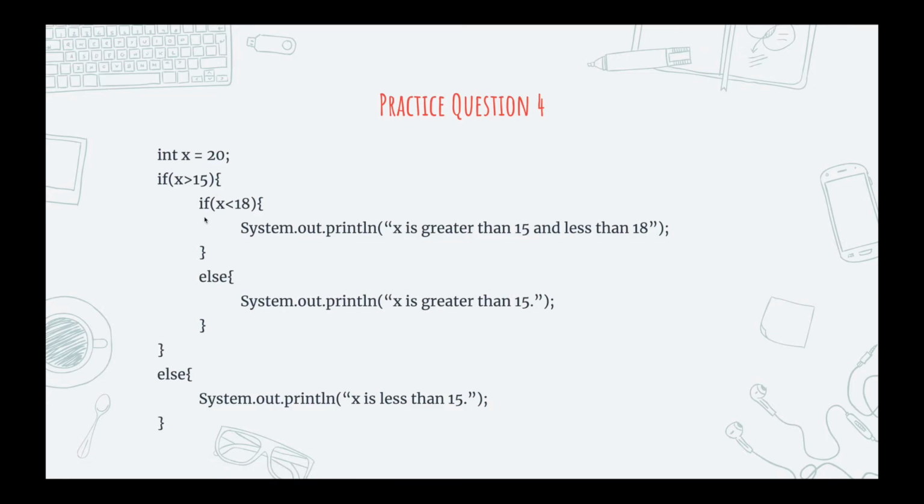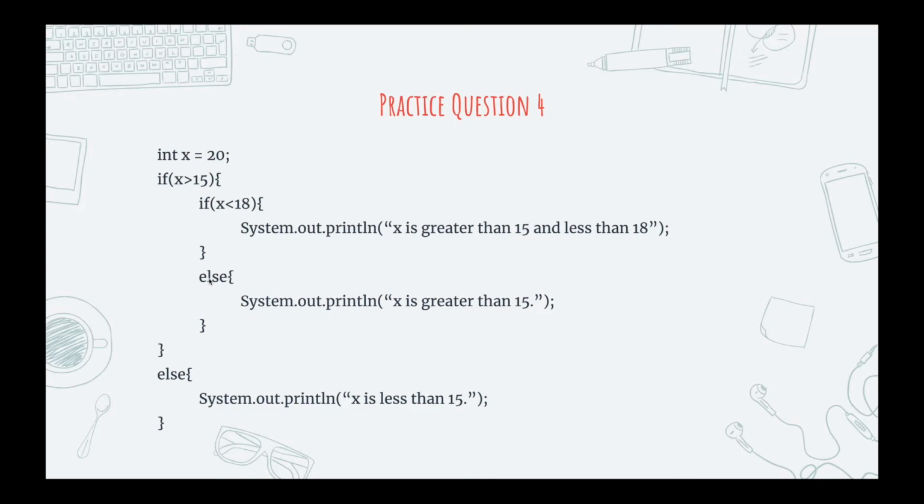All right, so then it looks at this. We have another if and else statement. If x is less than 18, it prints out this statement. Well, 20 is not less than 18. So it does not print out x is greater than 15 and less than 18. If x was 17, then it would execute, because this would be true and this would be true. But this is only true and this is false.